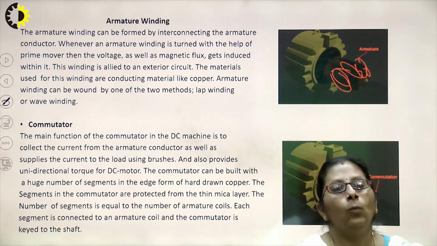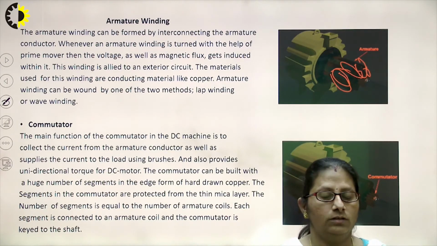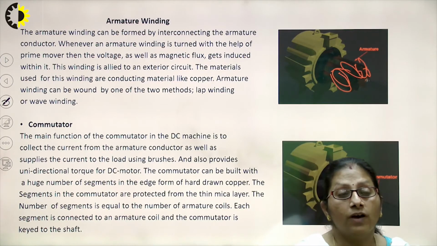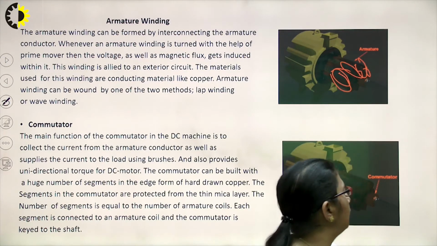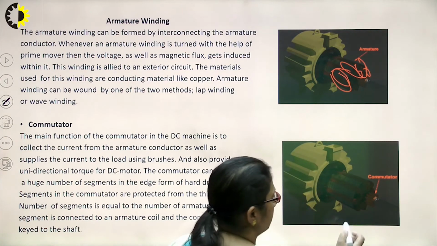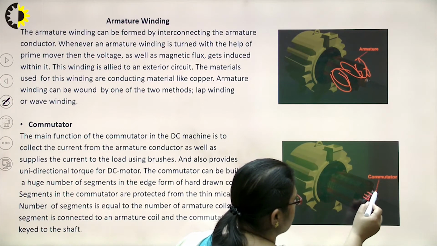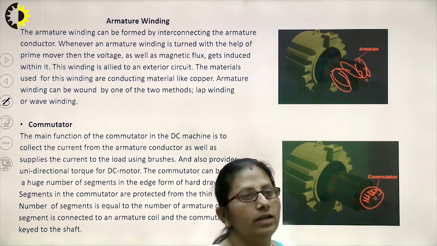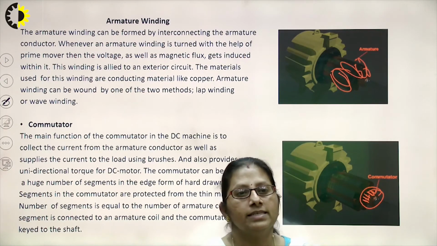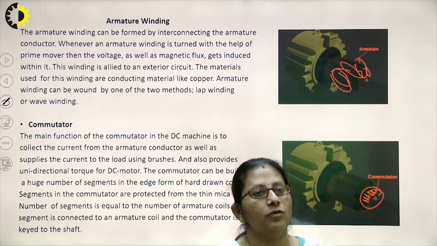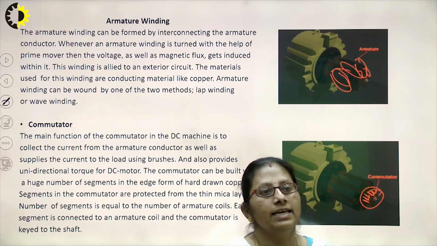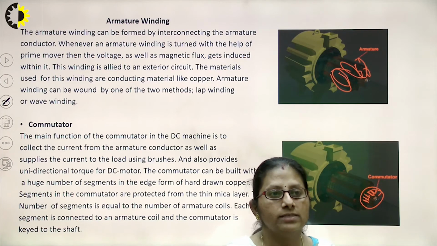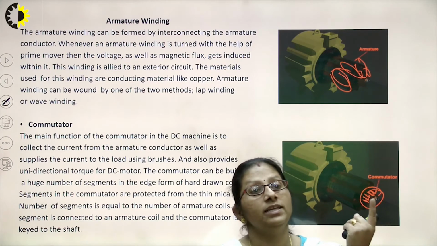Now comes a very important part of the DC machine. What is that? That is the commutator. Now, what is the function of this commutator? It can be seen in this figure. You can see here these are the segments. This complete portion is nothing but a commutator. The main function of the commutator in the DC machine is to collect the current from the armature conductors, as well as supply the current to the load using brushes. It also provides a unidirectional torque in case of a DC motor.